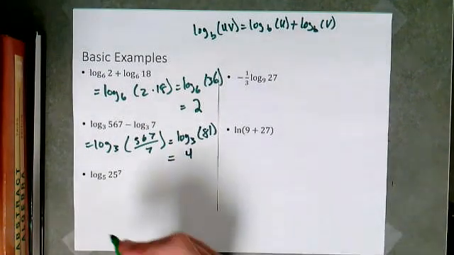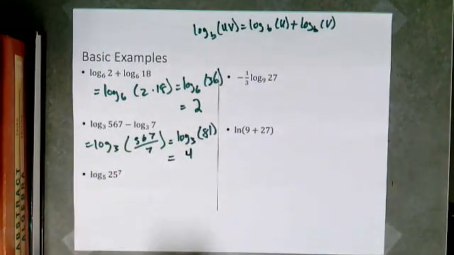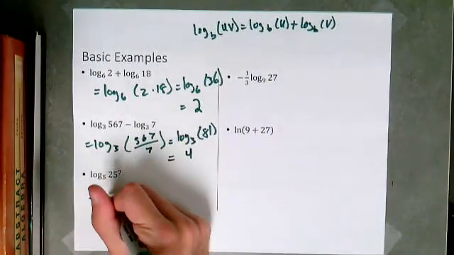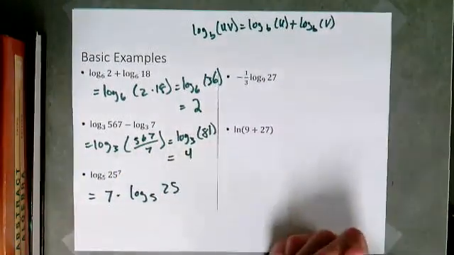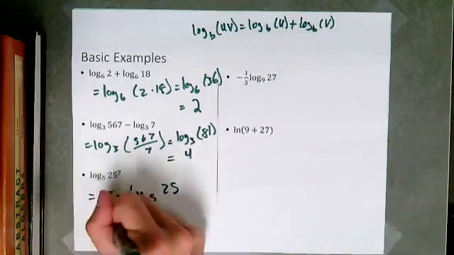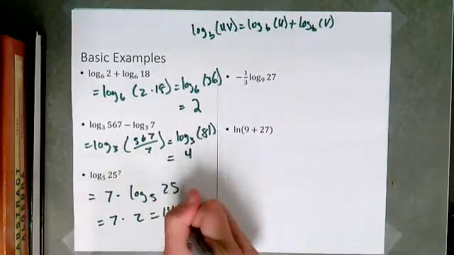Okay. Next one. Log base 5 of 25 to the 7th. This is equal to 7 times log base 5 of 25. 25 is 5 squared, so this becomes 7 times 2, which is 14.